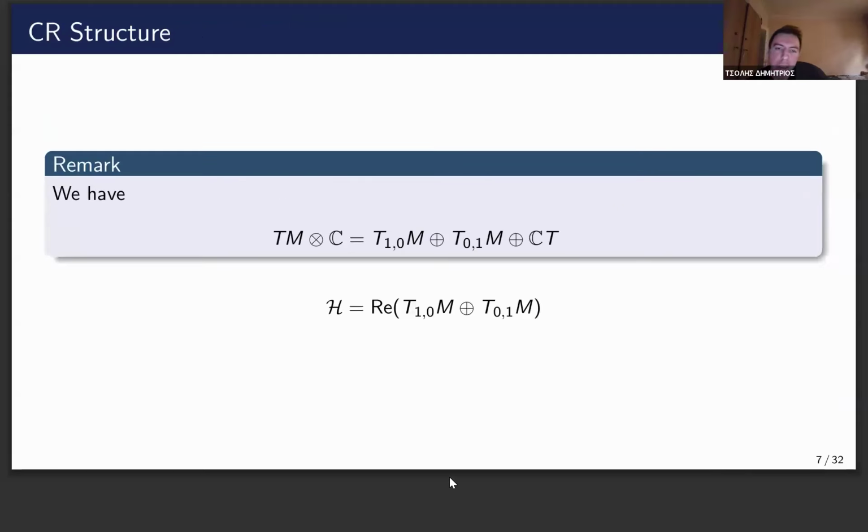Okay, now in a similar way to complex manifolds, we have this decomposition. The complexified tangent bundle splits into holomorphic, anti-holomorphic, and we have an extra term here, which is a multiple of the Reeb field T. And we can define this sub-bundle, which is also the contact structure, as the real part of this thing.